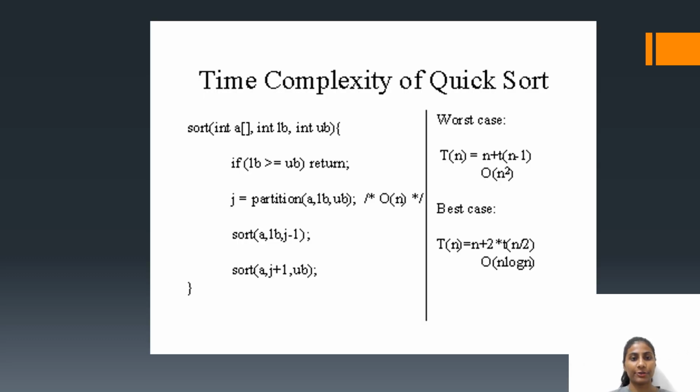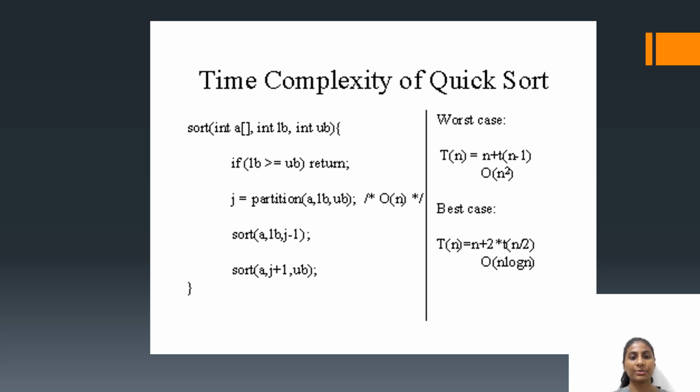Time complexity of quicksort. Quicksort is a sorting algorithm that works using a divide and conquer approach. It chooses a pivot and places it in the correct position in the sorted array, and partitions the smaller elements to its left and greater ones to its right.